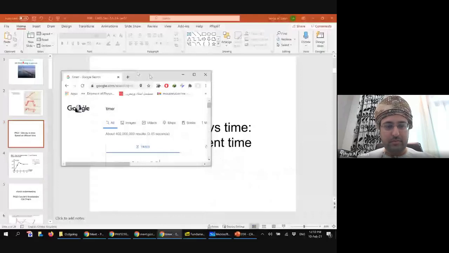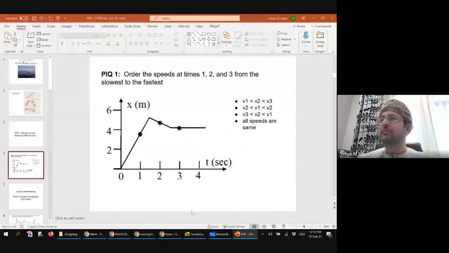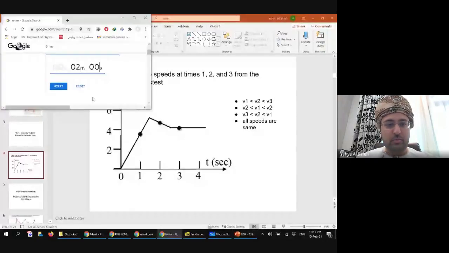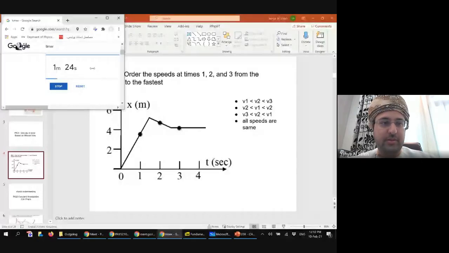Okay, so let's do PIQ 1. This is a very easy one, so what say we about a minute and a half. Should be a quick one. Order the speeds at times 1, 2, and 3 from the slowest to the fastest.